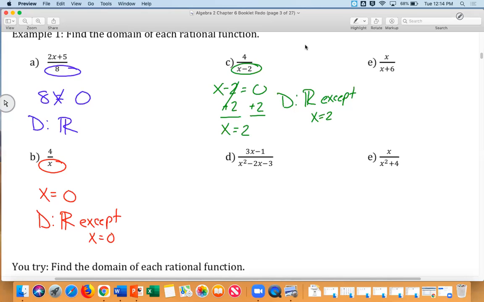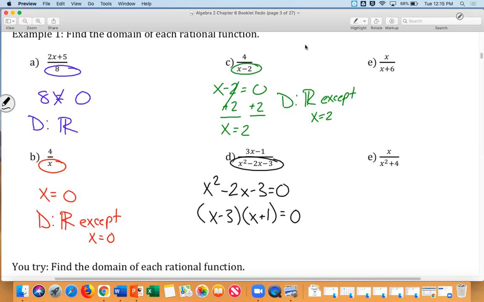Okay. All right, so I identified the denominator here: X squared minus 2X minus 3. And I set it equal to 0. This was on the test, right? What are the factors of negative 3 that add up to negative 2? X minus 3 and X plus 1 equals 0. Now what?